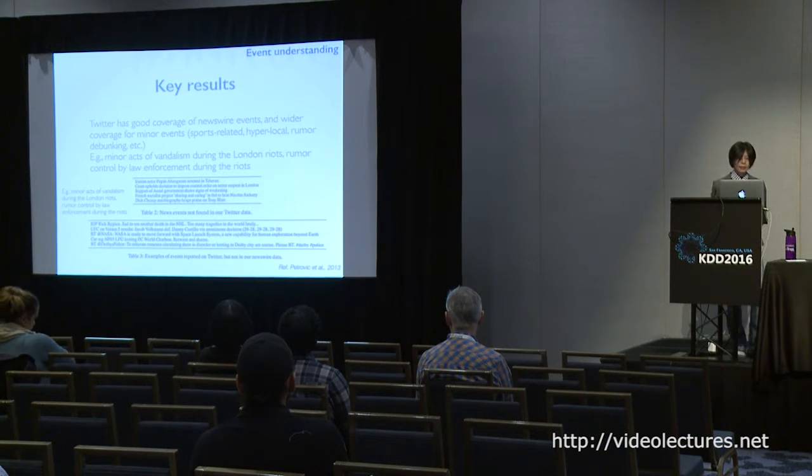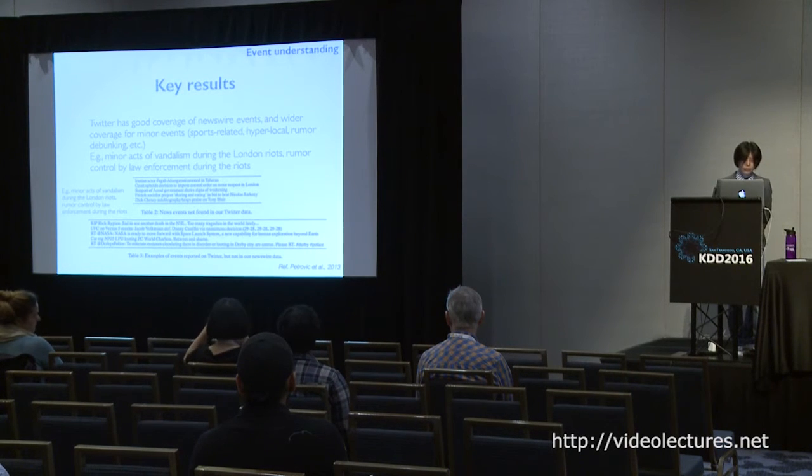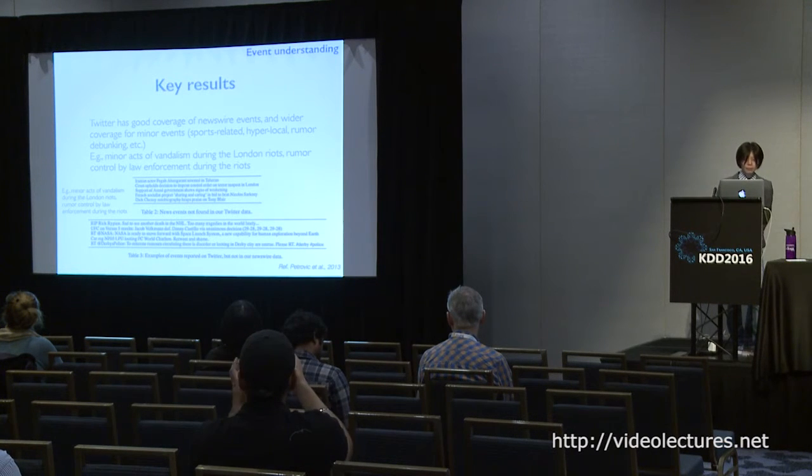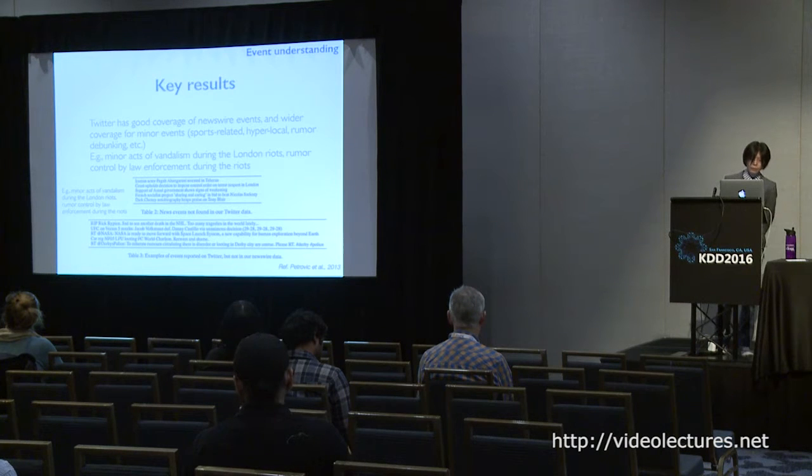And the key result they show is that Twitter has good coverage of newswire events, and Twitter also has wider coverage for minor events. For example, sports-related events, hyperlocal events, and rumor debunking. For example, there were minor acts of vandalism during the London riots, and the law enforcement authority used Twitter to debunk rumors during the riots.